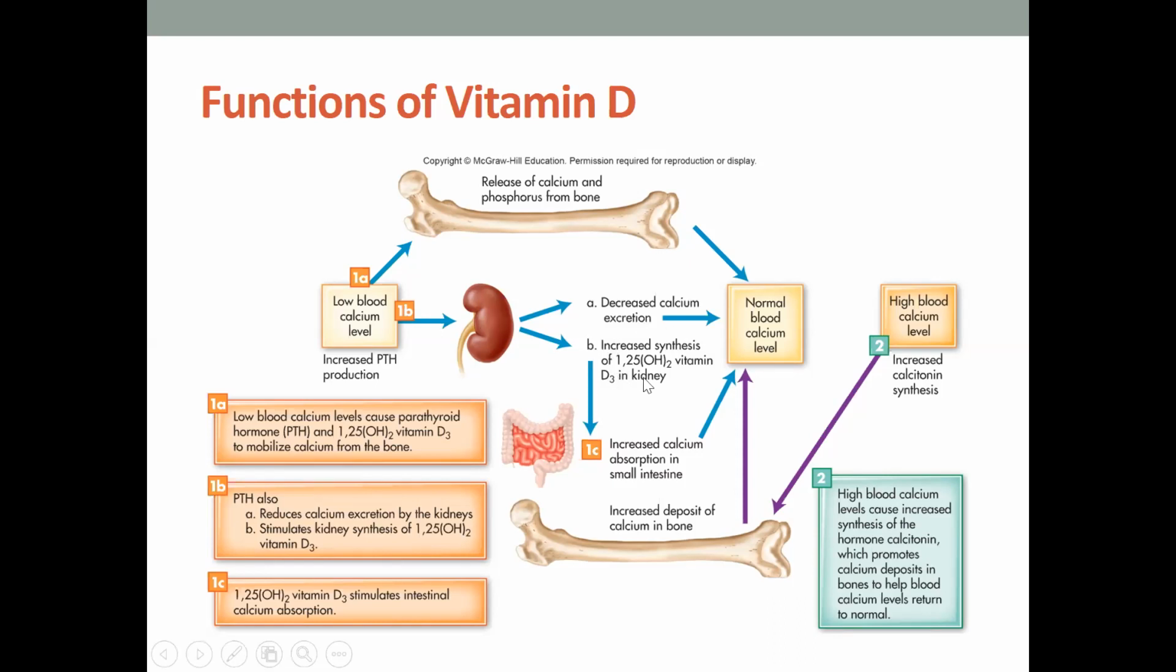Your kidneys are also going to help regulate this by increasing synthesis of that active or almost active form of vitamin D in the kidney. That is going to increase calcium absorption in your small intestine. And again, all working to get your blood calcium levels back to normal. If you have high blood calcium levels, your body's going to store the extra in your bone.